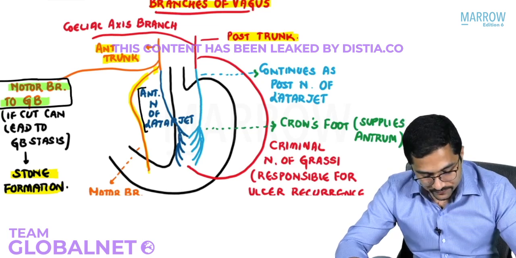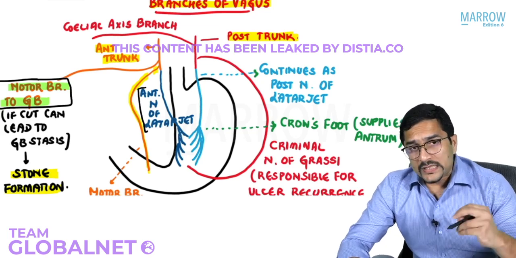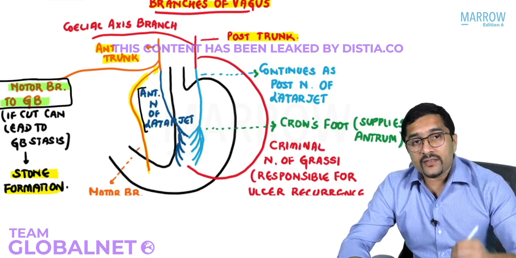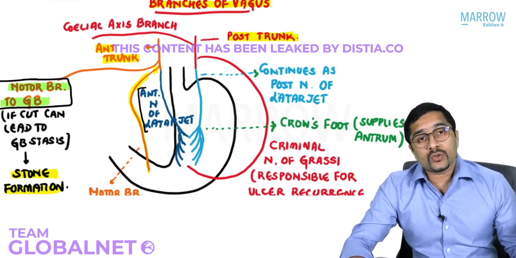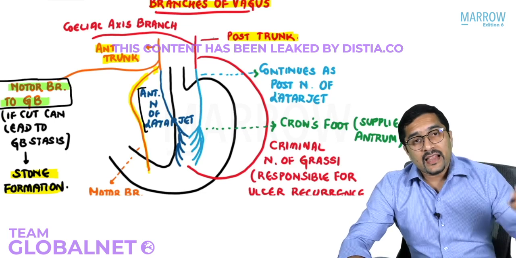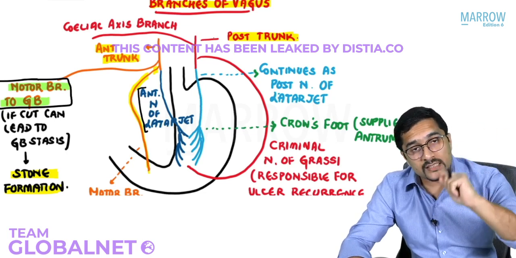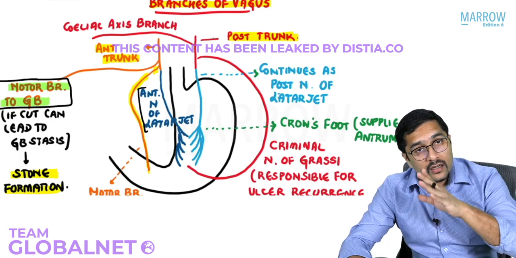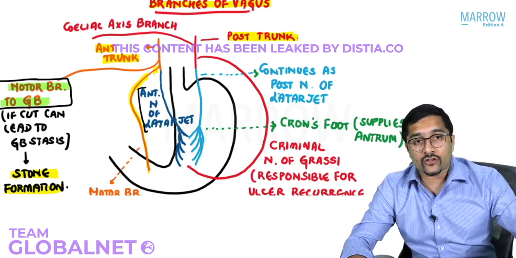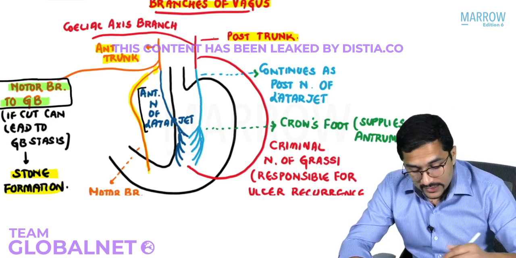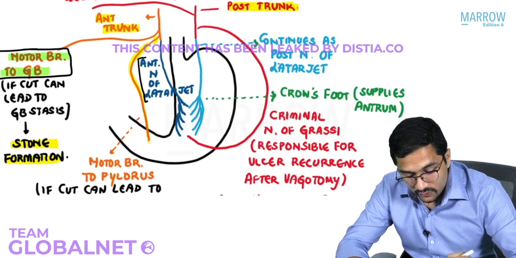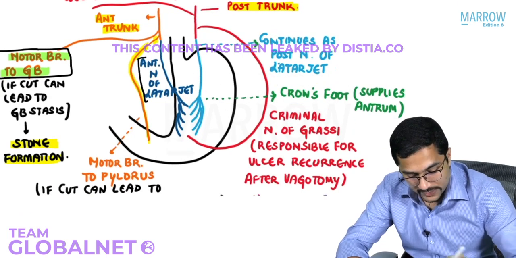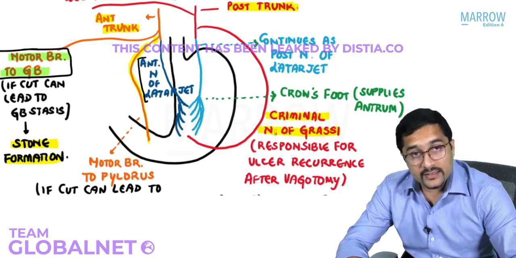Okay. The posterior trunk, which is this red one, gives off very early in its course a branch to the celiac axis. Then it gives out a branch which again supplies the distal half of the antrum, close to the pylorus. This is known as the criminal nerve of Grassi. Very important for the exam. This is the criminal nerve of Grassi.